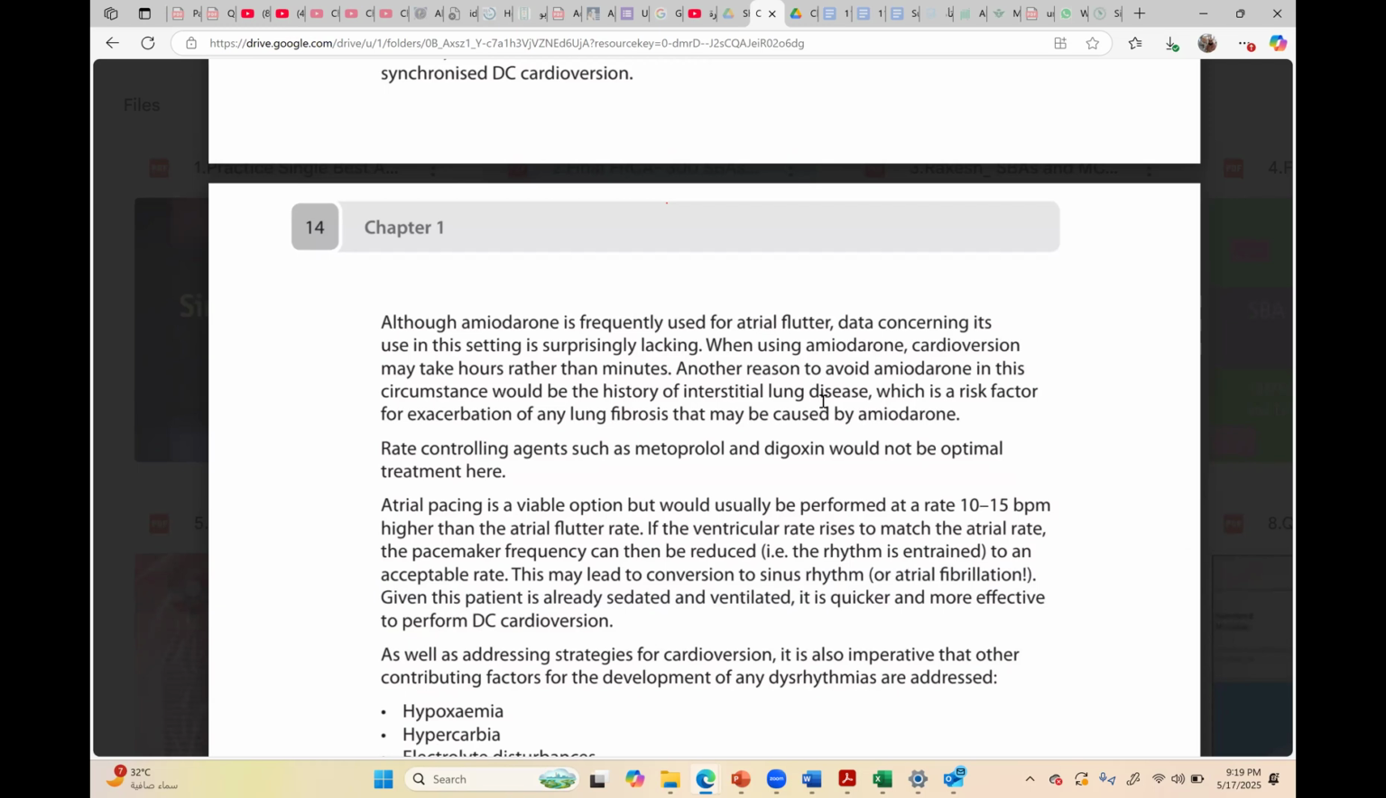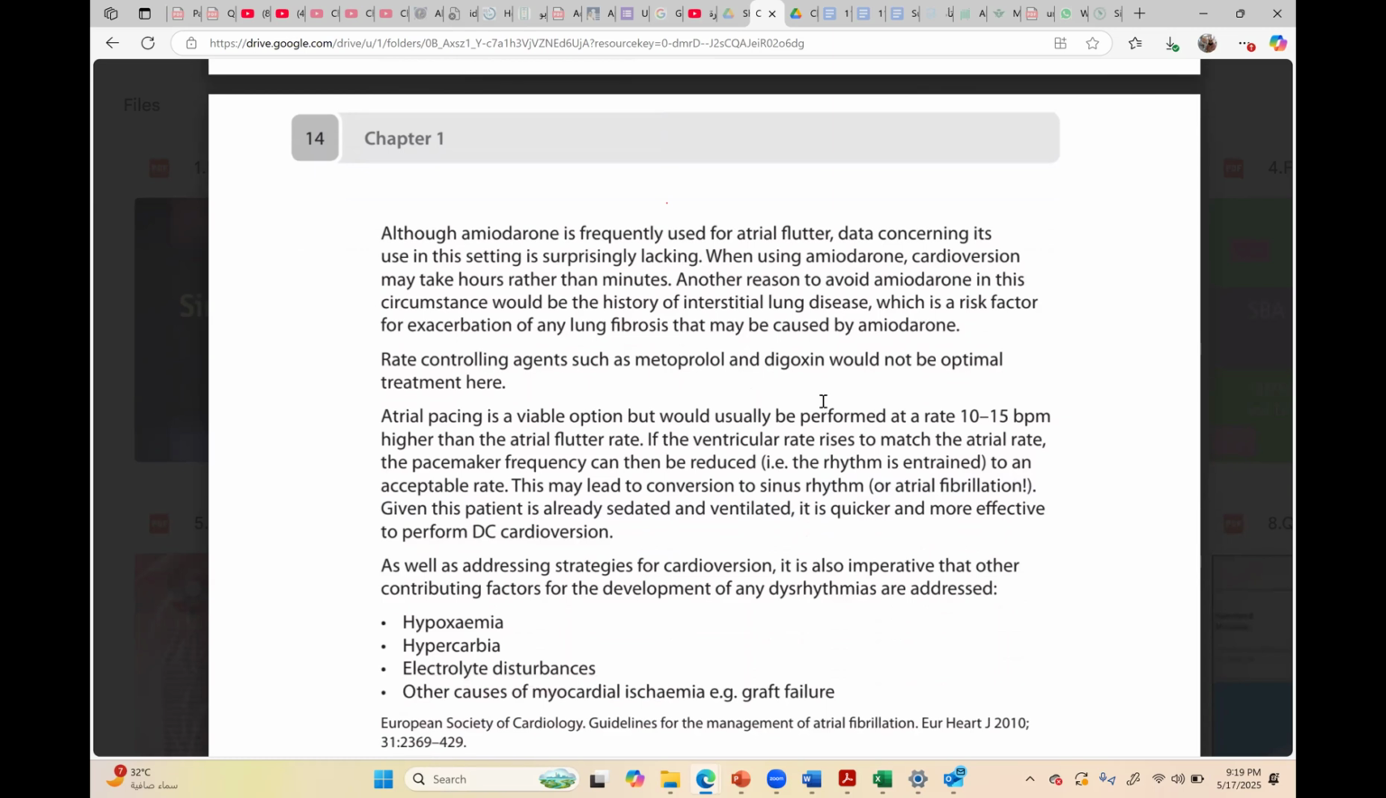If the ventricular rate rises to match the atrial rate, the pacemaker frequency can be reduced. The rhythm is entrained at an acceptable rate. This may lead to conversion to sinus rhythm or atrial fibrillation. Given this patient is already sedated and ventilated, it is quicker and more effective to perform DC cardioversion. So you see how many points say what the different options are. So they choose this as the best option in this scenario because it will be quick and the patient is already sedated and ventilated, so it will be easy.